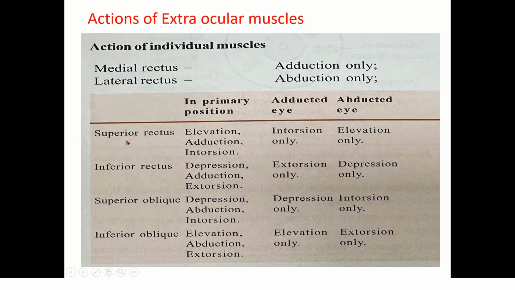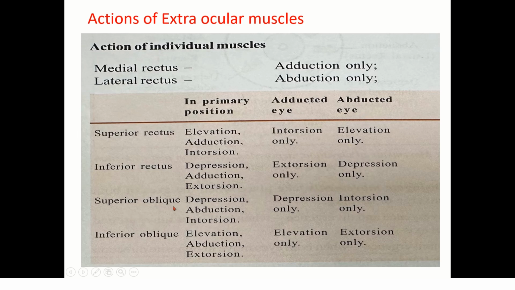Now let us see the actions of extraocular muscles. Medial rectus does adduction only, lateral rectus does abduction only, because both lie in the transverse plane. The superior rectus in primary position will perform elevation, adduction and intorsion. In an adducted eye, it performs intorsion only, and in an abducted eye, it performs elevation only. Inferior rectus mainly performs depression. In addition, it assists in adduction and extorsion. In an adducted eye, it performs extorsion only. In an abducted eye, it performs depression only.